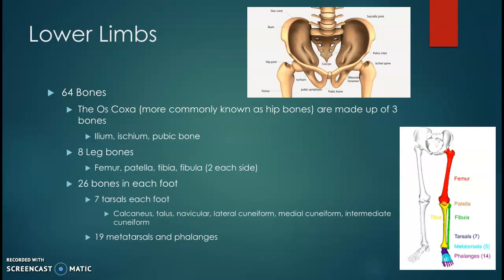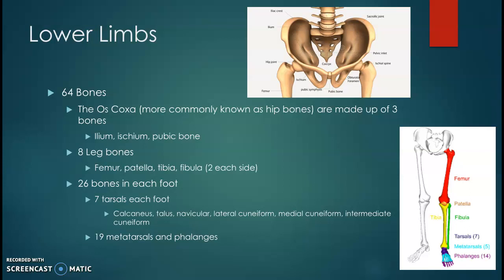First, we're going to discuss the os coxa, which is more commonly known as your hip bones, and they're made up of 3 other bones that are the ilium, ischium, and pubic bone. And you can make your way through that image at the top. It'll show you in relation where those 3 bones are and where they sit in your body.